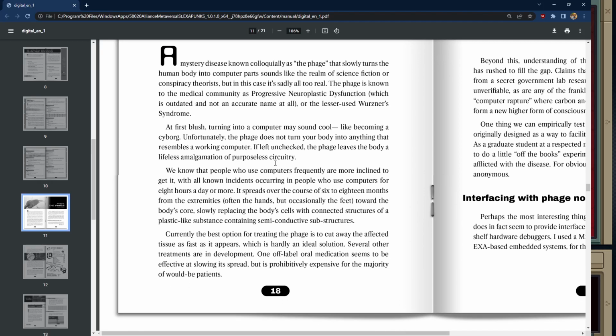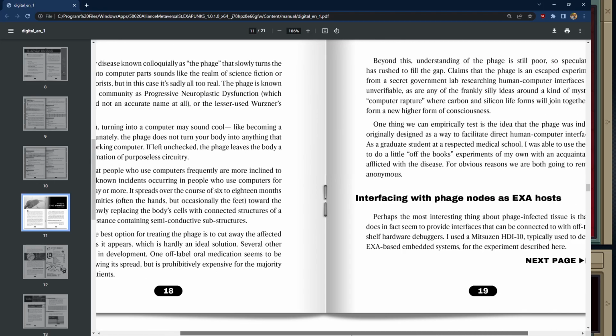We know that people who use computers frequently are more inclined to get it, with all known incidents occurring in people who use computers for 8 hours a day or more. It spreads over the course of 6 to 18 months from the extremities, often the hands, but occasionally the feet, toward the body's core, slowly replacing the body's cells with connected structures of a plastic-like substance containing semiconductive substructures. Currently, the best option for treating the phage is to cut away the affected tissue as fast as it appears, which is hardly an ideal solution. Several other treatments are in development. One off-label oral medication seems to be effective at slowing its spread, but is prohibitively expensive for the majority of would-be patients.